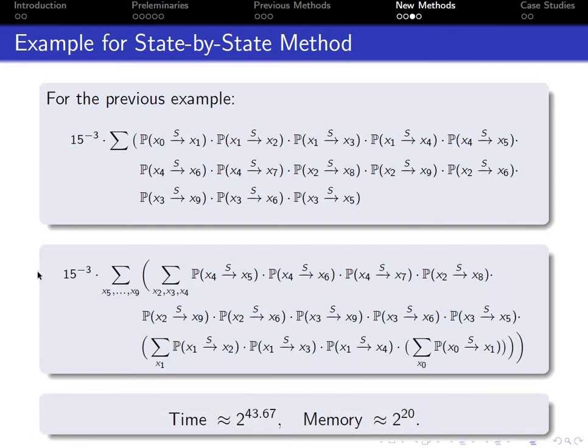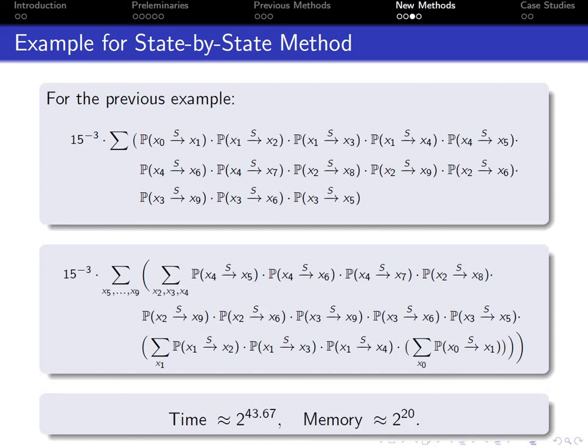Then, based on this computation, the time complexity of the state-by-state method will be about 2 to the 44 computations using 2 to the 20 memory blocks. Note that in the previous methods, we didn't use significant memories. So it is somehow a trade-off between using memory and time. One can go further and make this computation more efficient.